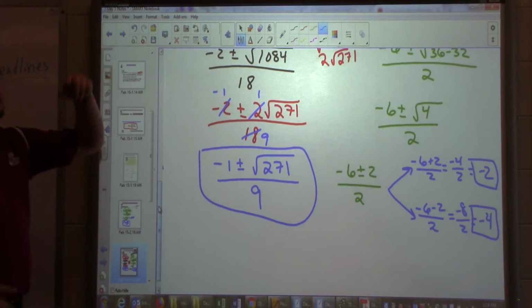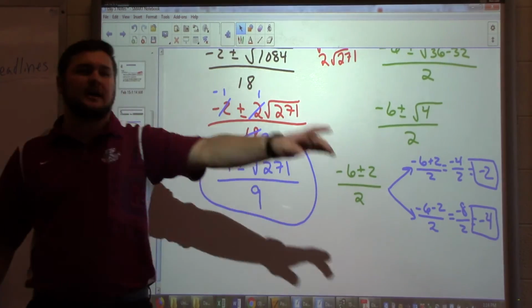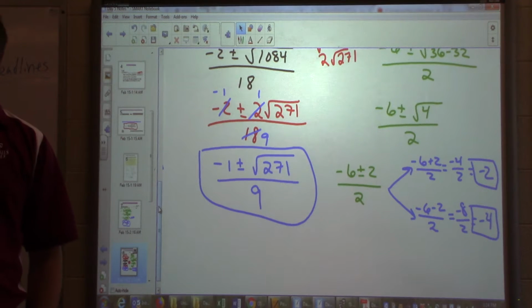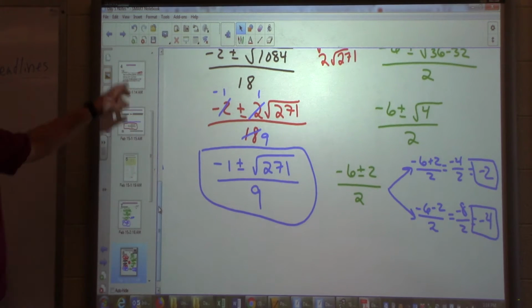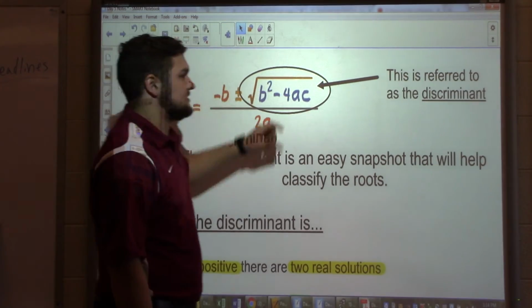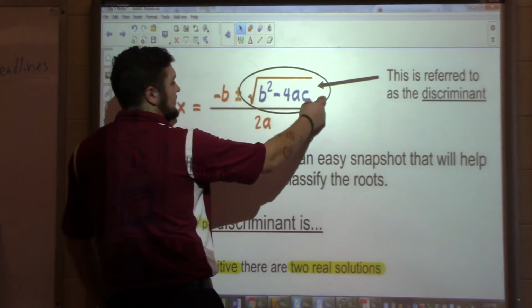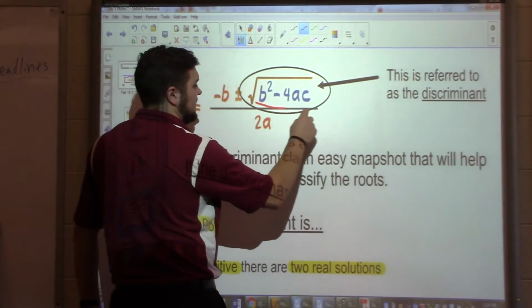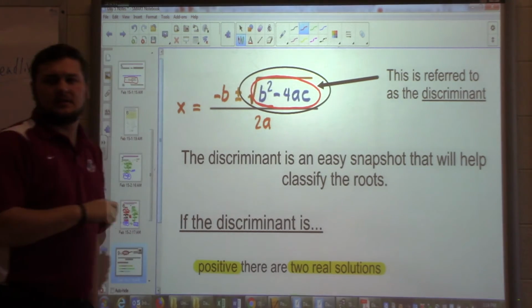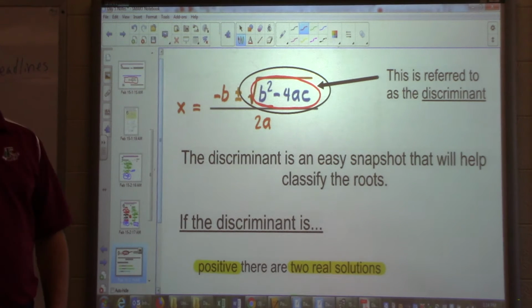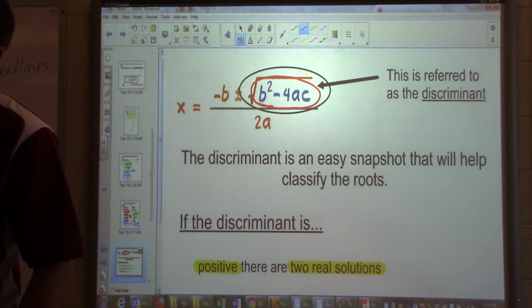So, not yesterday, because we weren't here yesterday. On Friday, we talked about how to figure out what type of solutions we're going to get by looking at our graph on our calculator, right? We're going to do the same thing, except now we're going to look at the discriminant. The discriminant is the piece underneath the radical. Right? It's b squared minus 4ac. That's what we call the discriminant. That's a vocab word. Discriminant. B squared minus 4ac. The discriminant is an easy snapshot that will help us classify the roots. It will help us classify what type of solutions we're going to have.